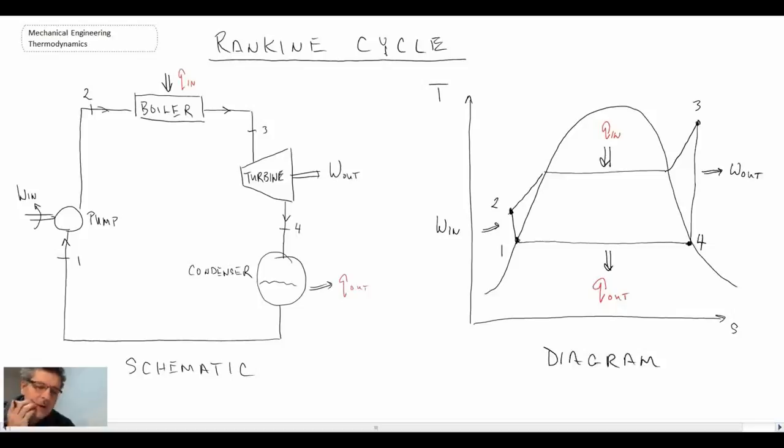So what we're now going to do is we're going to take a look and apply the first law to each of the individual components that are in the Rankine cycle. So let's begin by writing out an equation for the net work. We can say the net work is going to be the work out minus the work in, and that can also be expressed in terms of the heat transfer, the heat in minus the heat out.